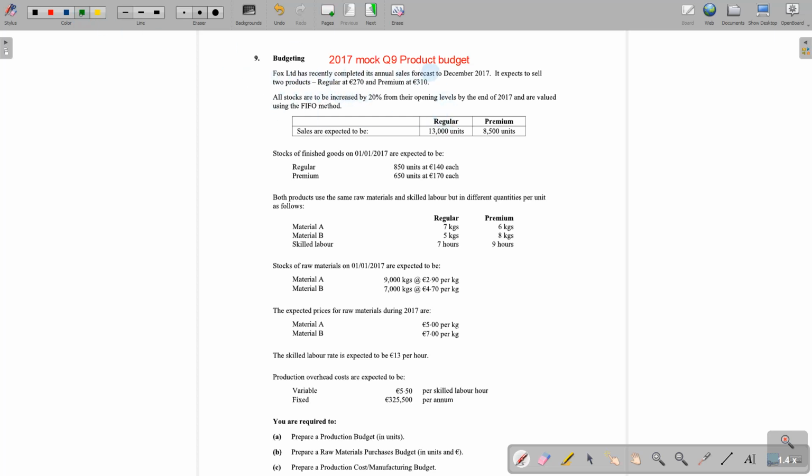So I'll go with green. So we sell two products, regular and premium, that's the selling price. So all stock are to be increased by 20% from their opening levels by the end of 2017. So those words mean our closing stock in 2017 is 20% higher than opening stock. And that's all it means.